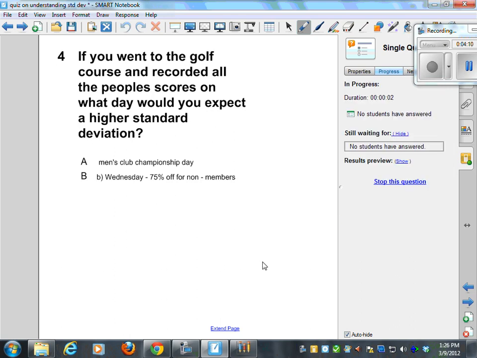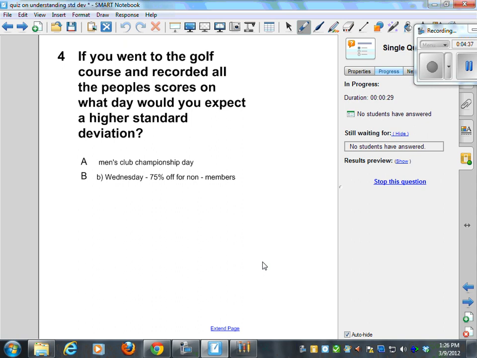If you went to the golf course and recorded all the people's scores, on what day would you expect a higher standard deviation? I didn't say higher score, Rowan. Thank you for that sexist comment. Didn't say higher score. Higher standard deviation. Actually, that brings me to a good point. We'll come back to that, Ron.